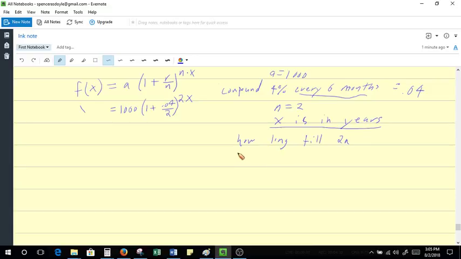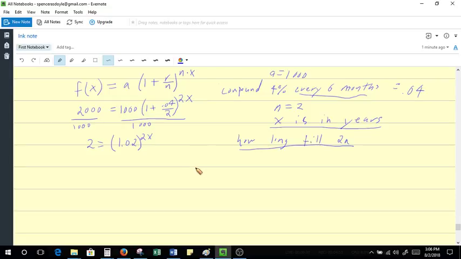And then we have X. The question they're asking is, how long till 2A? So how long till we double our initial investment? $1,000 doubled would be $2,000. So first of all, we're trying to isolate X, so let's get rid of this 1,000. We get 2 is equal to, in the parentheses, 0.04 divided by 2 is 0.02, so 1 plus 0.02 is 1.02 to the 2x.